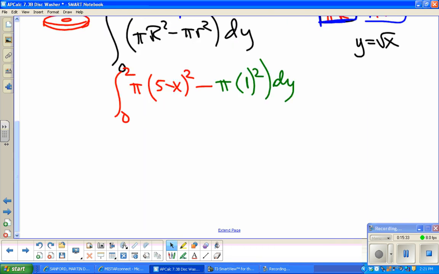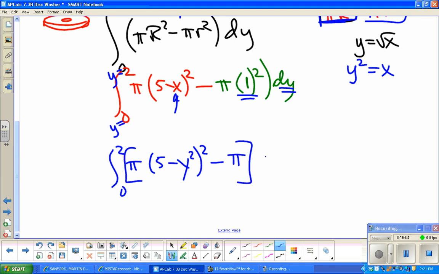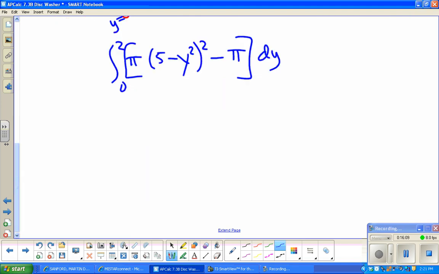All right, well, at this point, I still have an issue. Worth noting that these are y values, and that is the wrong letter. All right, got to do this again. So 0 to 2, 5 minus y squared, squared. Well, 1 squared is 1 times pi. Okay, and I know this is just cruising along now.